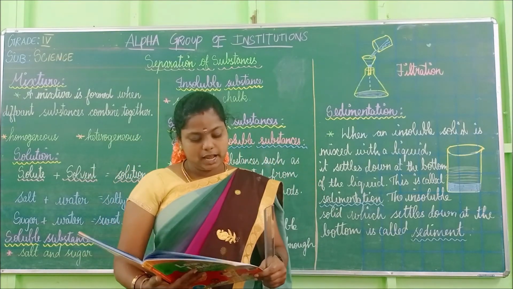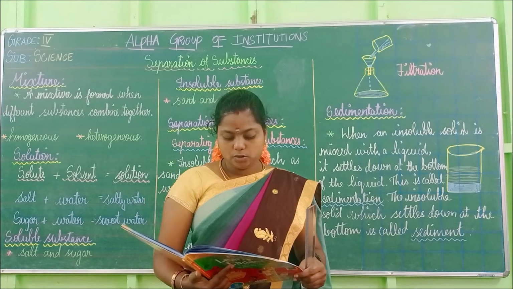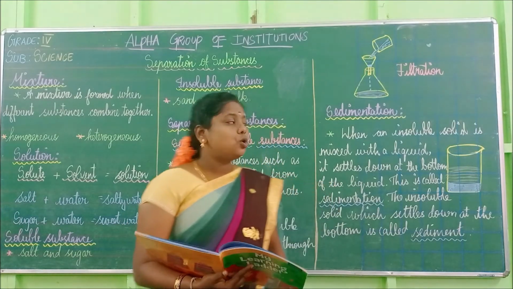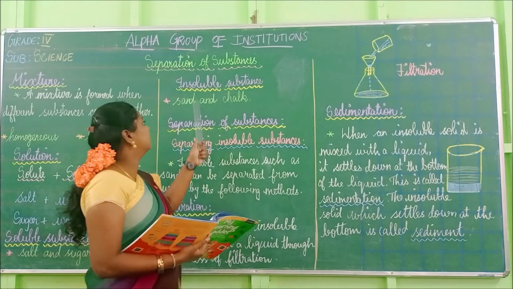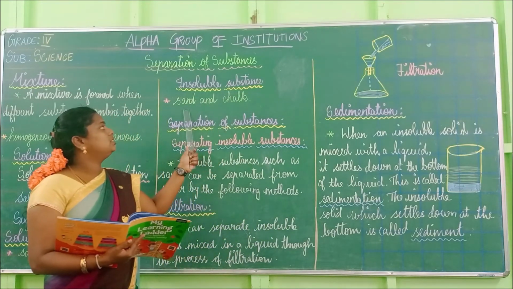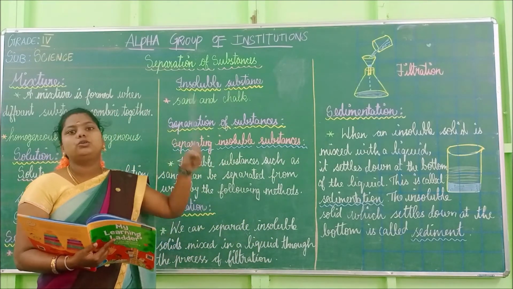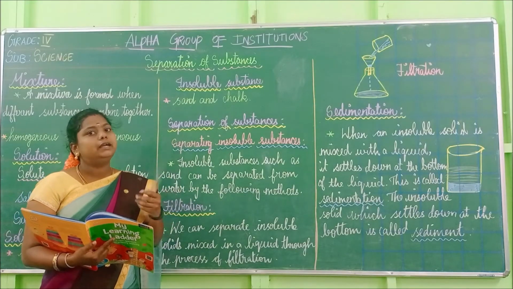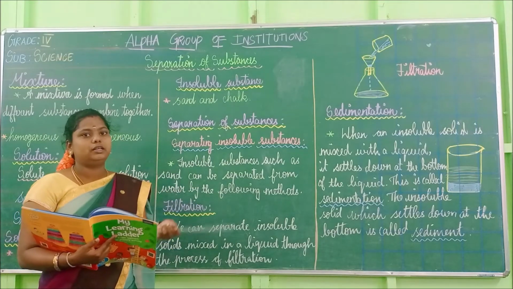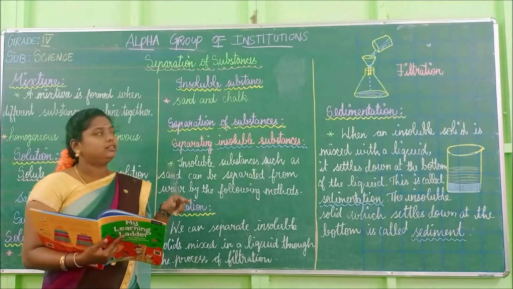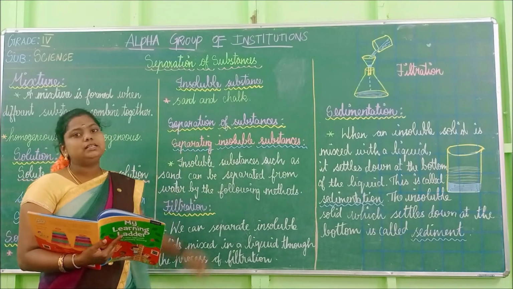Solids such as sand and chalk powder that do not dissolve in water are known as insoluble substances. Here, insoluble substances means sand and chalk. Even though you mix it with the water, what happens? It will not dissolve inside the water. You can see it in a separate way. That's why it is called insoluble substances.